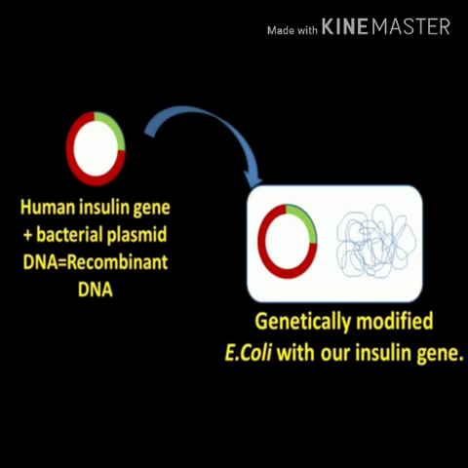We have our human insulin gene incorporated into the vector, and we need to introduce this into a host. This host can be a bacterial cell such as E. coli. After the introduction of the vector and the gene of interest into the bacterial cell, we have a genetically modified E. coli with our insulin gene. This process is known as transformation.